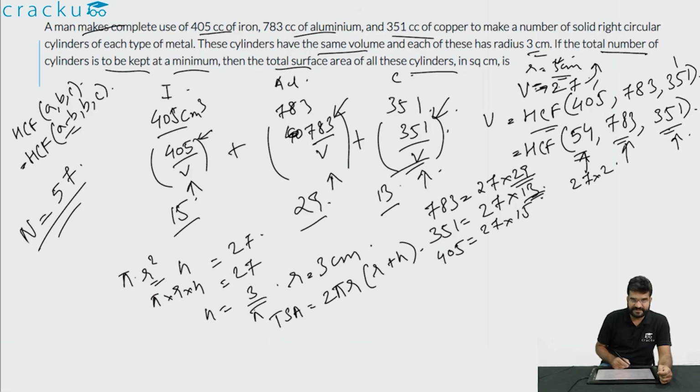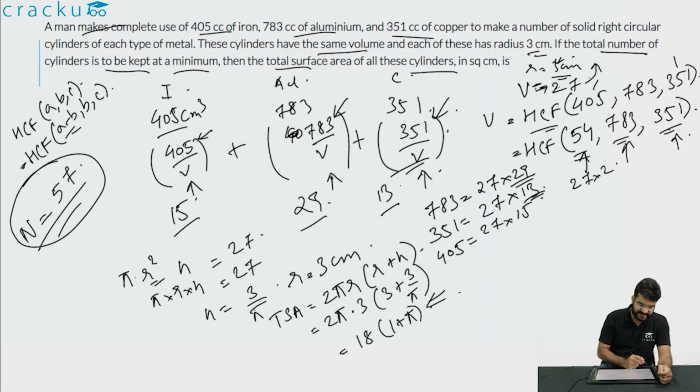In this case, for each of the small cylinders, the total surface area will be equal to 2 pi into r, which is 3, into (3 plus 3 by pi). Now you can cancel pi, so this will become 6 pi. You can take 3 also outside, so it will be 18 into (1 plus pi). This is the total surface area of each of the small cylinders.